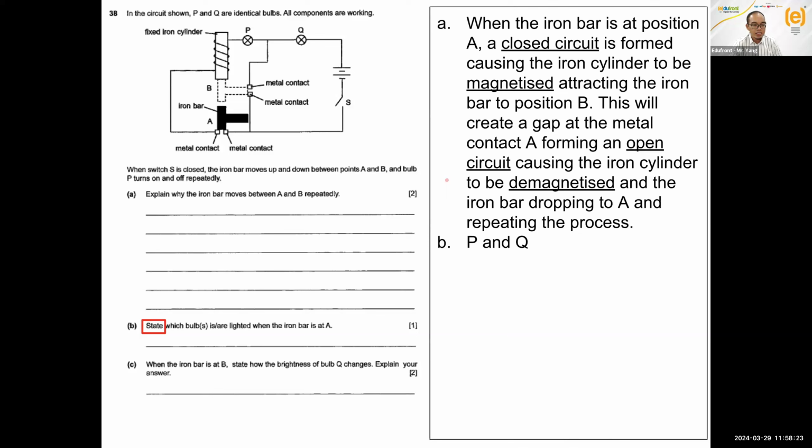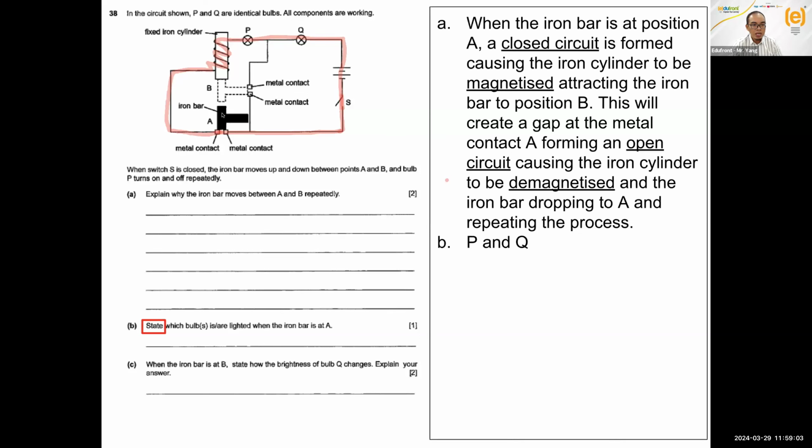Actually, I drew it for you guys already just now. Okay, now let's take a look. Why P and Q? When the iron bar is at point A, this becomes a closed circuit, right? This switch is closed, so it becomes a closed circuit. So this is the flow of electricity. Can you see the one I highlighted? So the electricity flows this way. Can you see that there's a continuous flow of electricity, passing through P and Q? And can you see that this is a closed circuit, right?